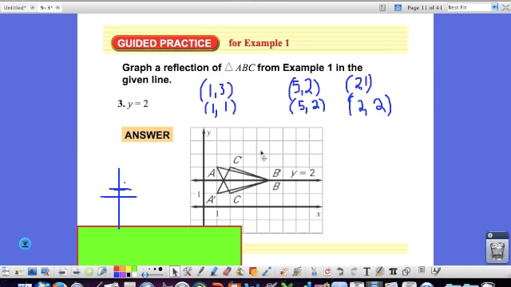So I want you to be able to do it on graph paper, but I want you to be able to understand, like I tried to show you in the guided practice number 3, how these things are going to switch around. When you're reflecting over the y-axis, the x values stay the same, the y's change. When you're reflecting over the x value, then the y's stay the same and the x's are what change.